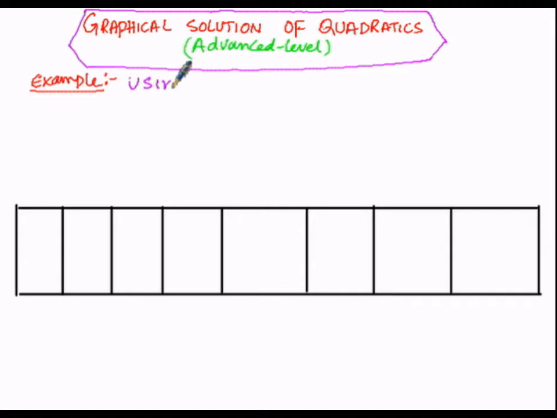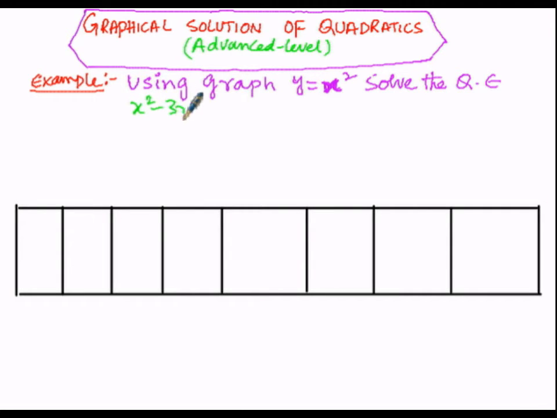Using the graph y equals x square, solve the quadratic equation x square minus 3x plus 2 equals 0. Solution starts now.